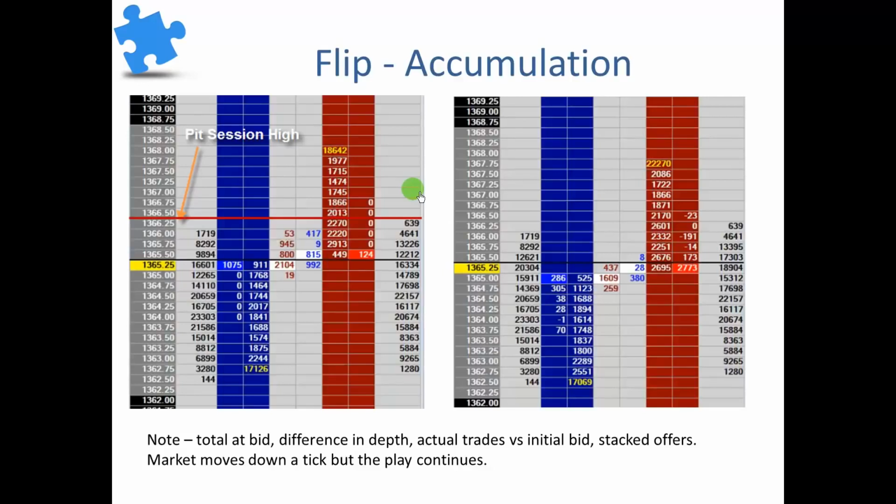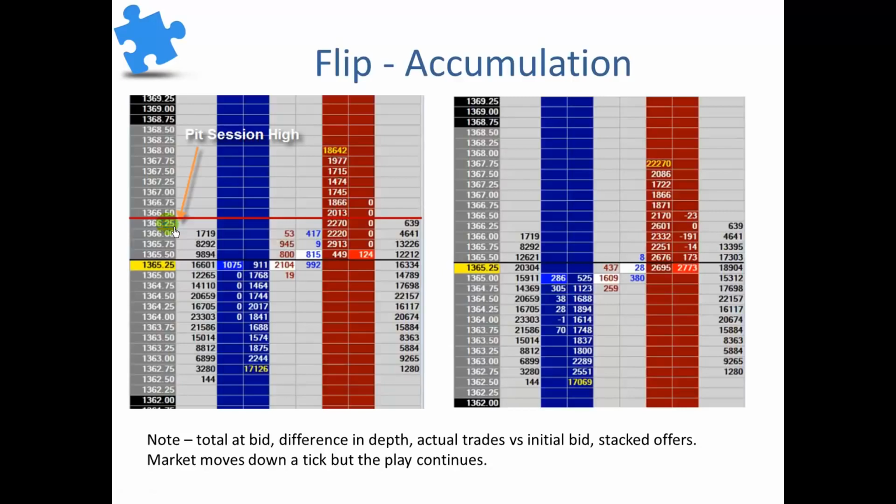Now, in the example we're going to show you, we've got a flip close to the pit session high. So we're going to look over in this picture on the left. My prices here in this picture for the whole Globex plus pit session. This was a pit session high, 6625. And as you get to the pit session high, it's an area where people are going to fade the market.